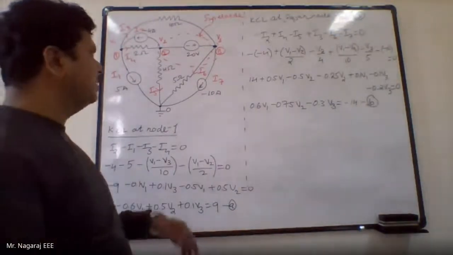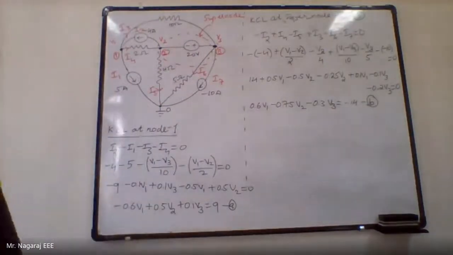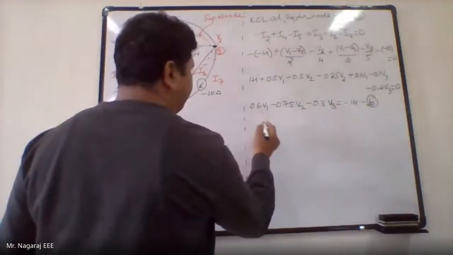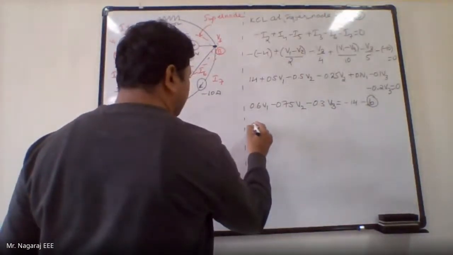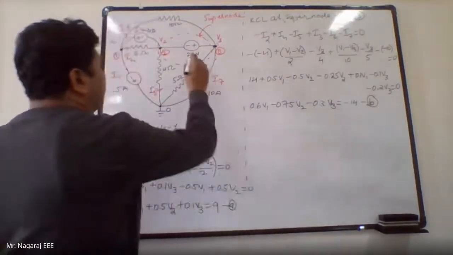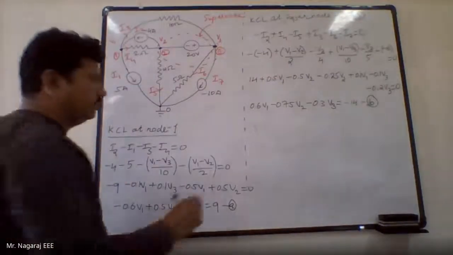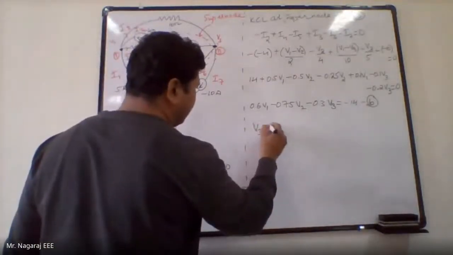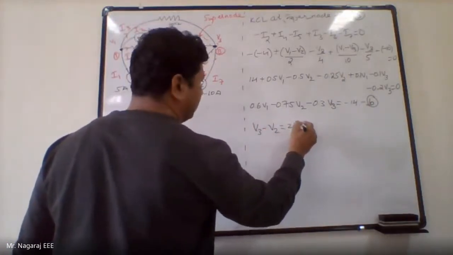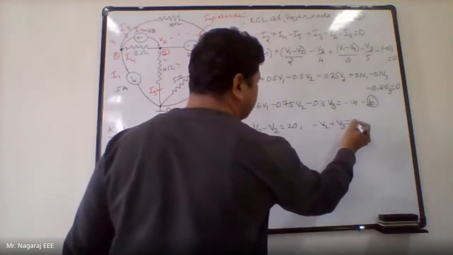And that one more equation will give us the relationship between node 2 and node 3. That is the supernode equation, sorry, source equation. The third equation is, see here, the positive sign of the source is towards V3. So that 20 volts will be V3 minus V2. So V3 minus V2 is equal to 20, or I can write minus V2 plus V3 is equal to 20.